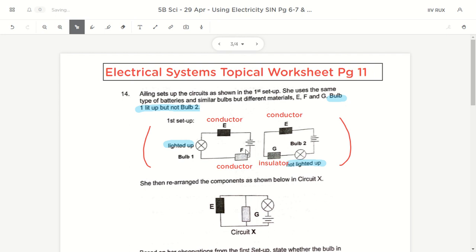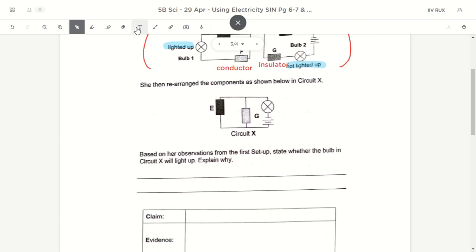Okay, so over here again, once again, this can light up means E and F must be conductors. If this is a conductor, this must be a conductor as well. And because this doesn't light up, G must be an insulator. So over here, let's transfer our knowledge. We know that E must be a conductor, and then we know that G is an insulator.